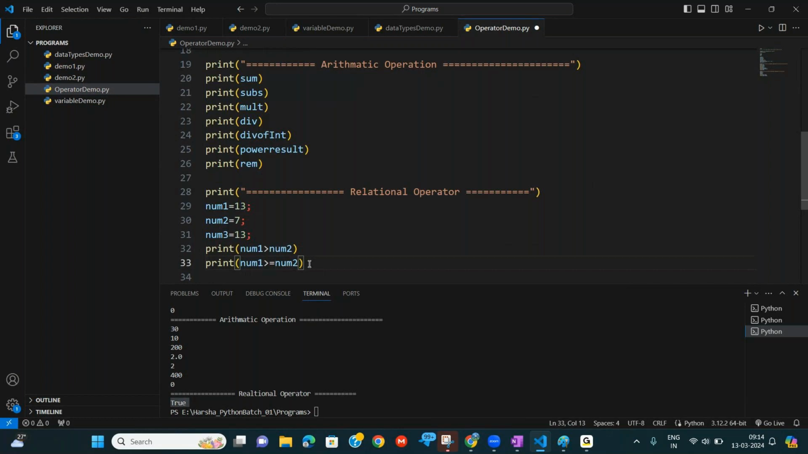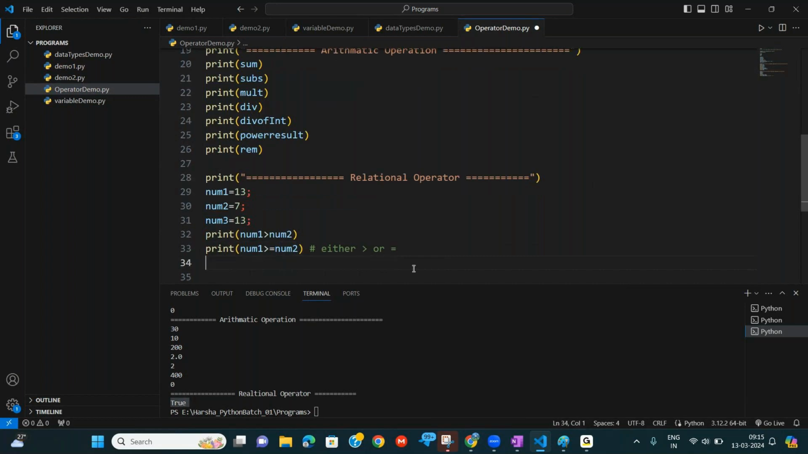I'm writing here. It is checking either this or equal. Equal means similar or not. Okay, so here you can see, yes, 13 is greater than 7, right? So that's why here also I'm getting true.